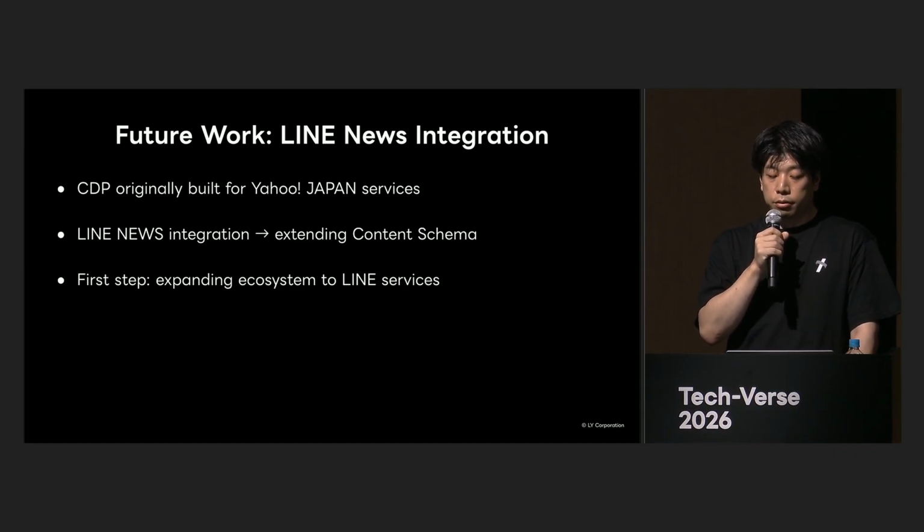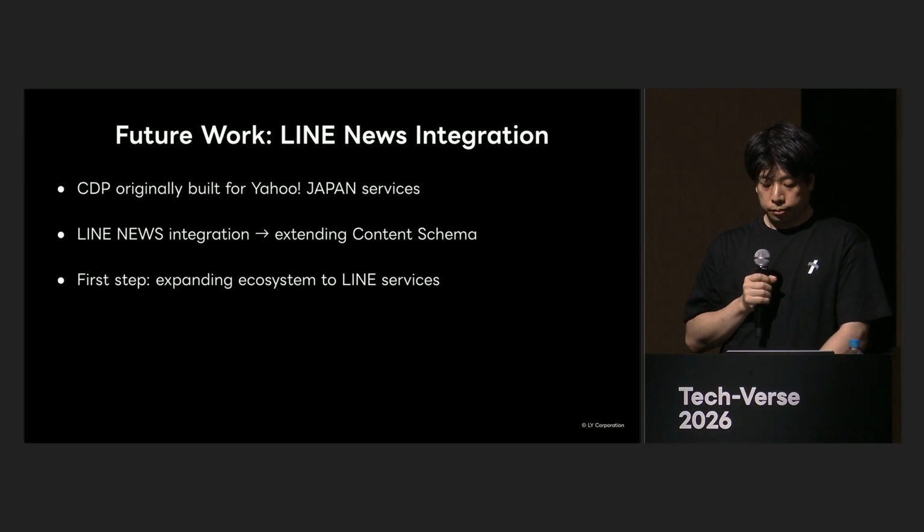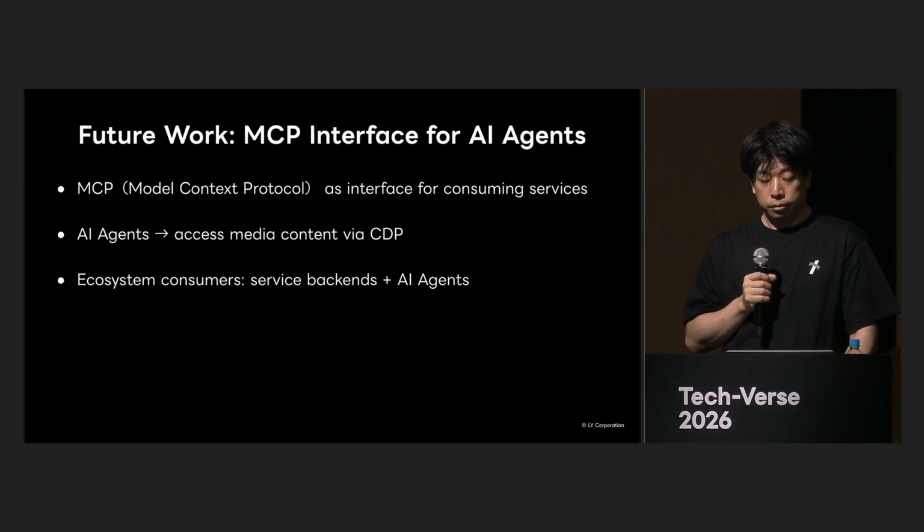This content delivery platform was originally built on the premise of Yahoo Japan's services. Content schema is also limited to the Yahoo Japan service format. In integrating Line News, we aim to support a wider variety of formats. We plan to expand the content schema. We consider this the first step in expanding the ecosystem to Line-related services as well.